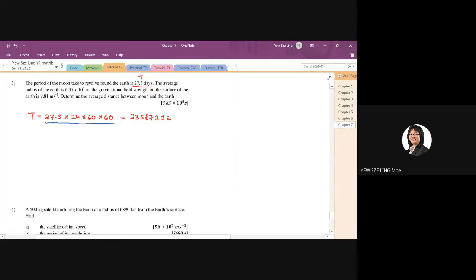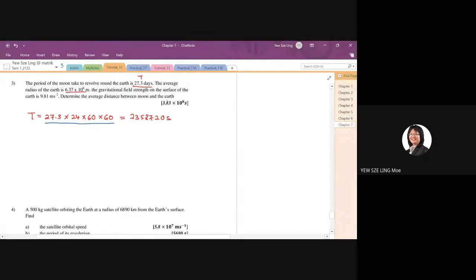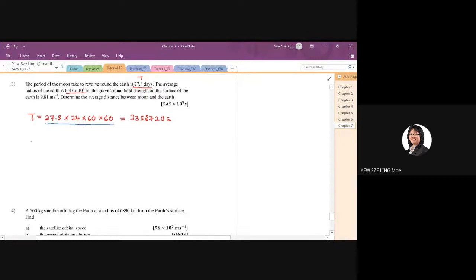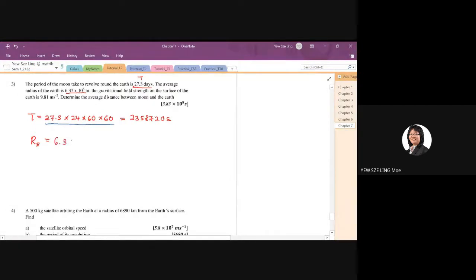And then let's look at the second sentence. The average radius of the Earth, basically what it wants to tell you is that this 6.37 times 10 to the power of 6 is your RE. So don't be fooled by the term average. What it means is just that the radius of the Earth is 6.37 times 10 to the power of 6 meters.